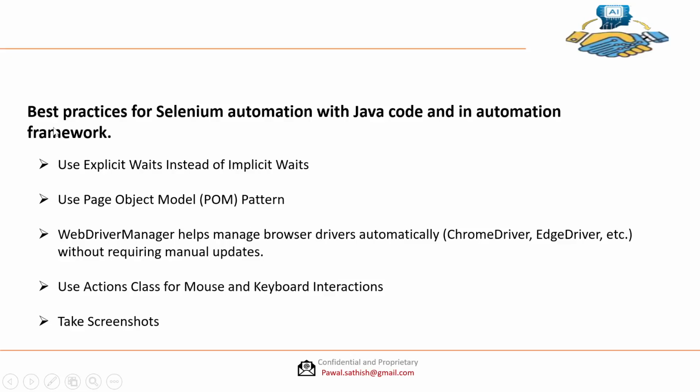Hello. In today's session, we will see best practices for Selenium automation with Java code, for when we are developing a new script in an automation framework. First, we need to consider explicit waits instead of implicit waits, because implicit waits are treated as global, whereas explicit waits we can consider for specific fields.